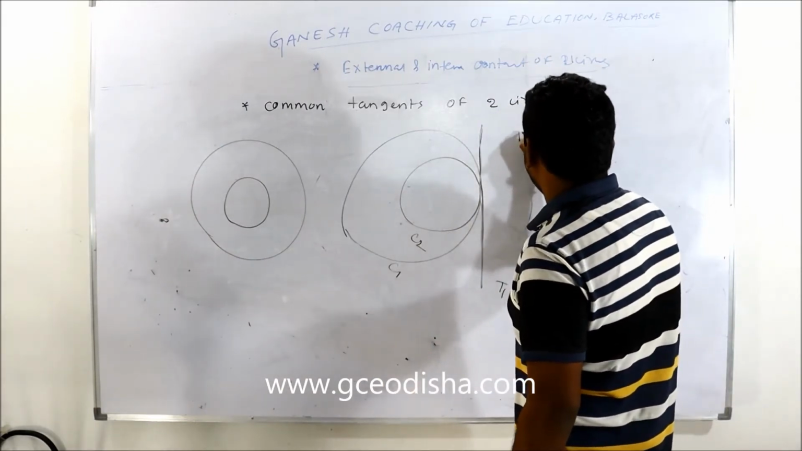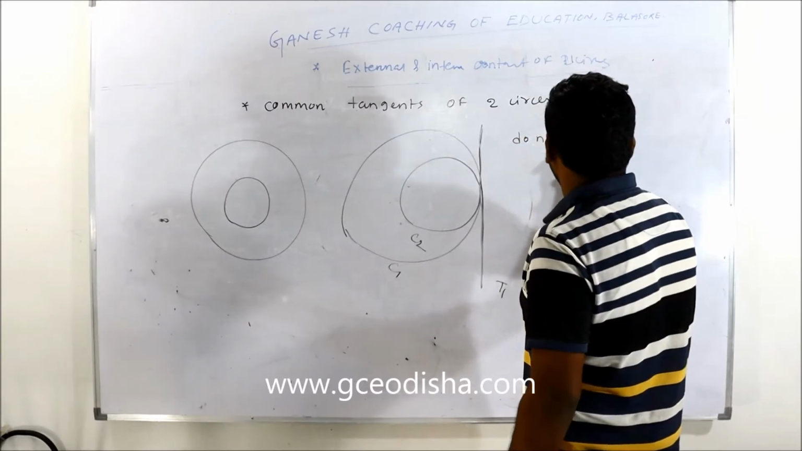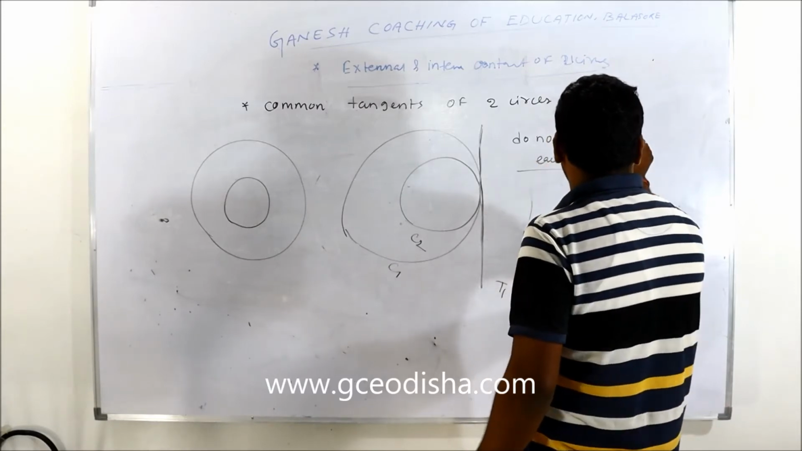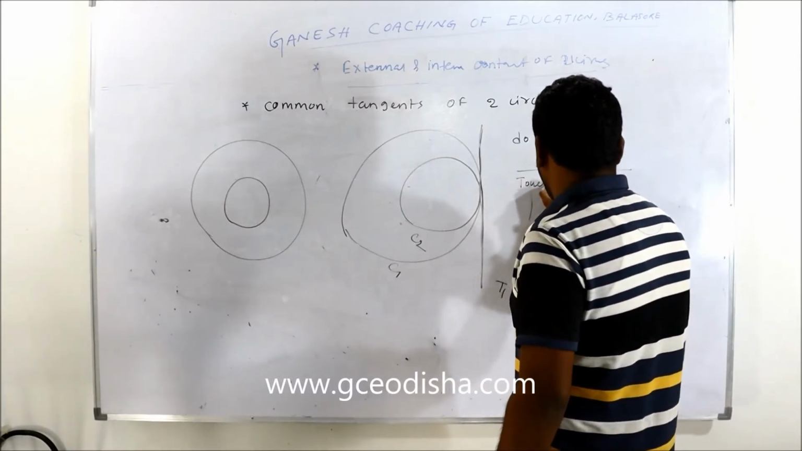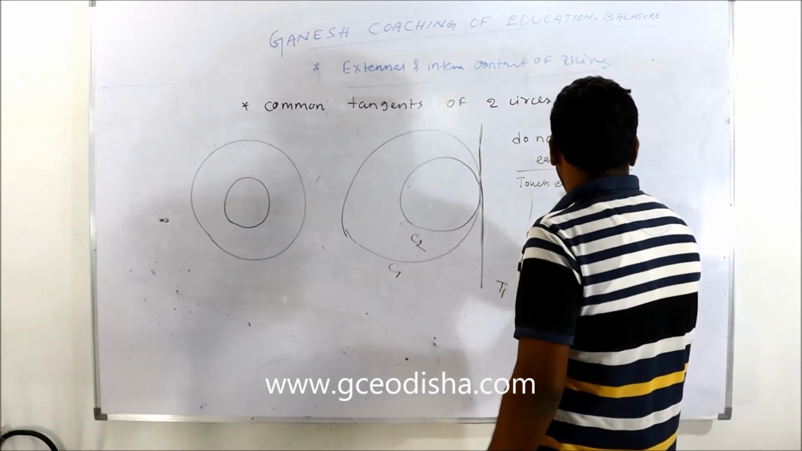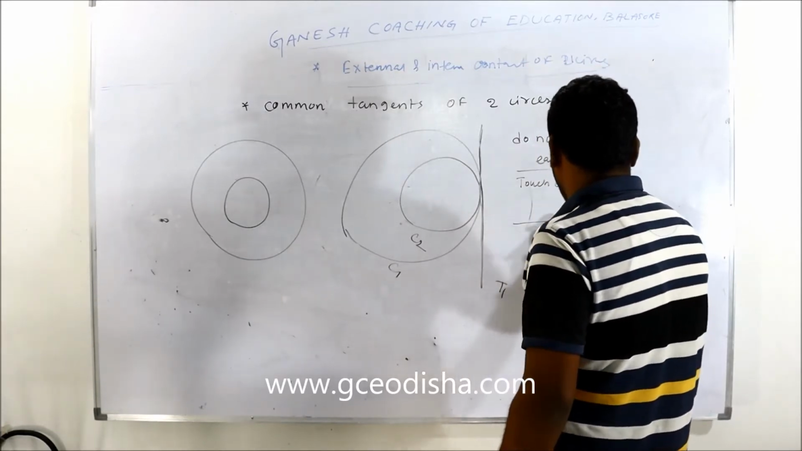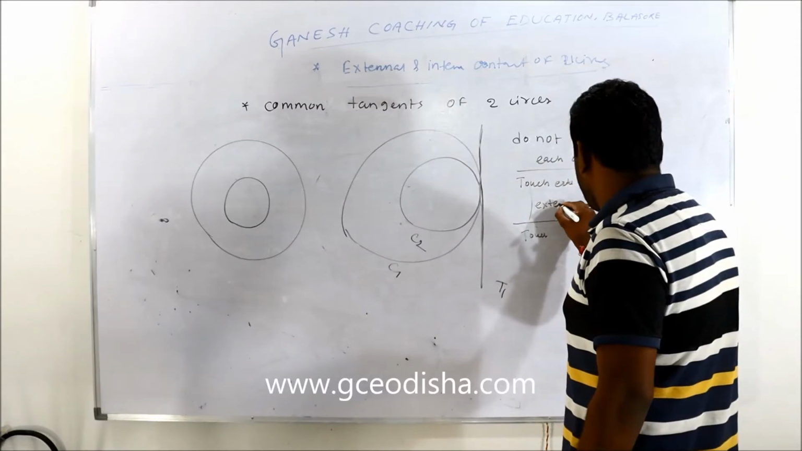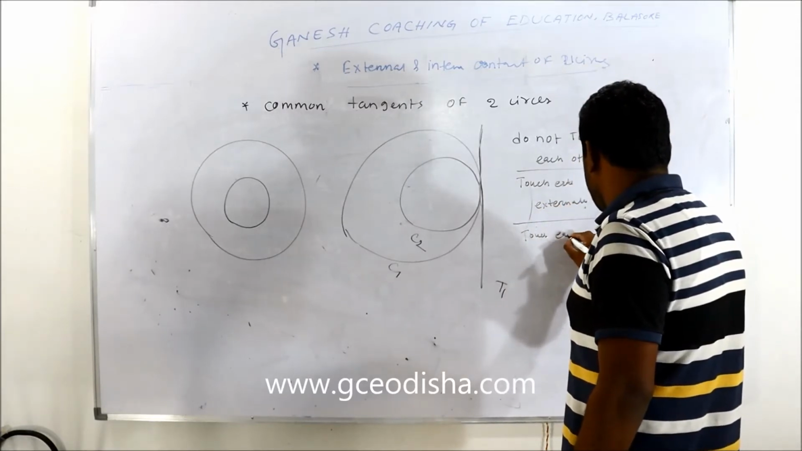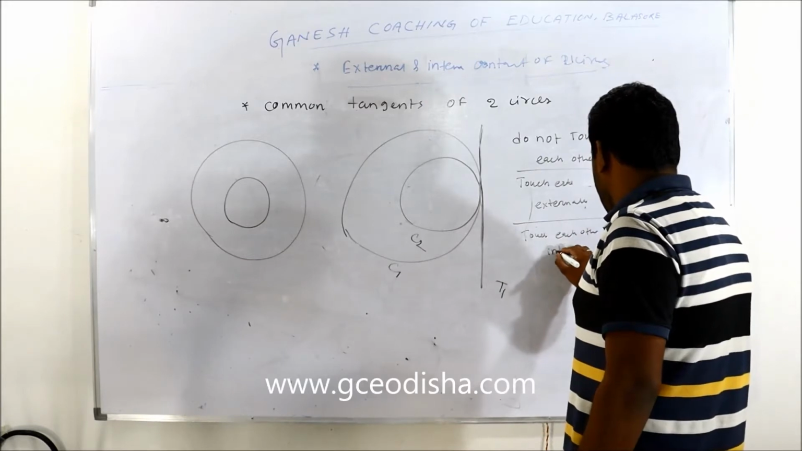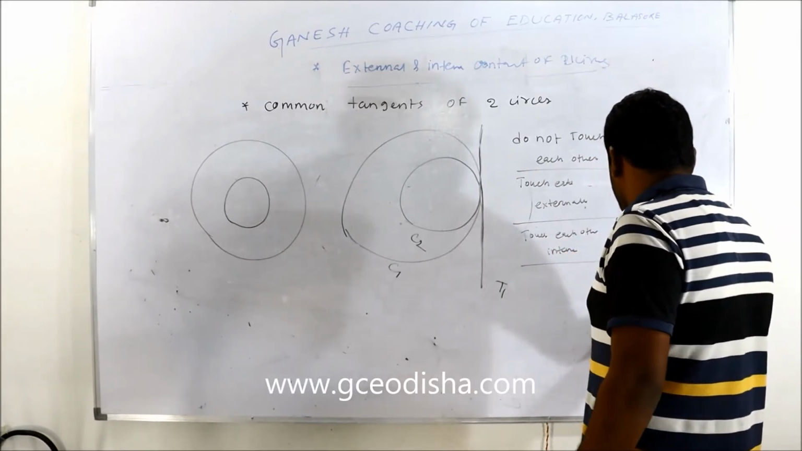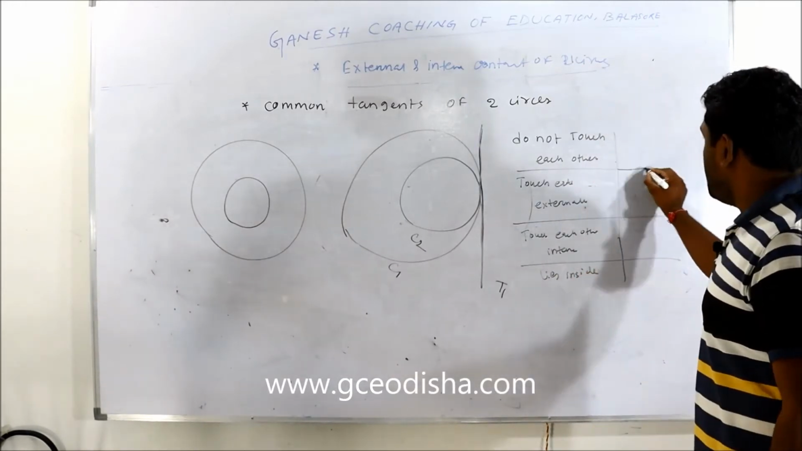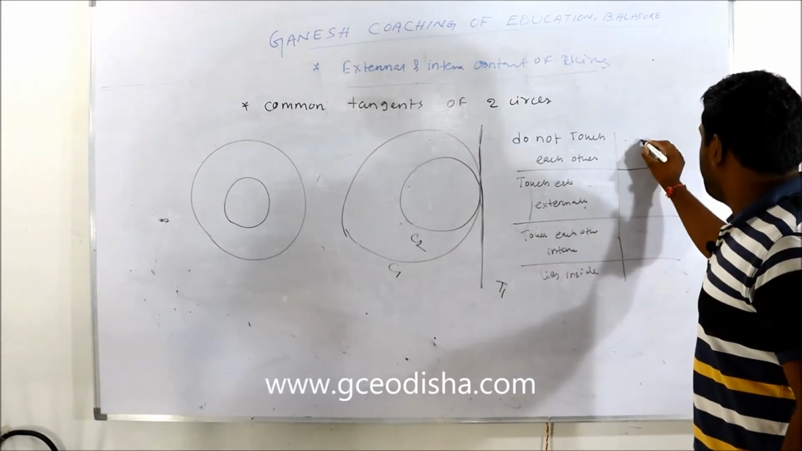The two circles may not touch each other, touch each other externally, touch each other internally, or one lies inside the other. When they do not touch each other, there are 4 common tangents.